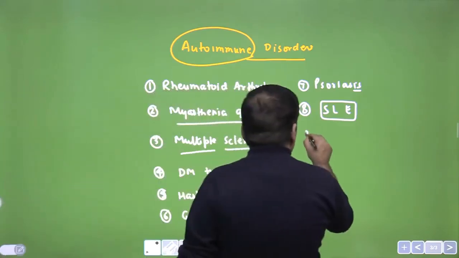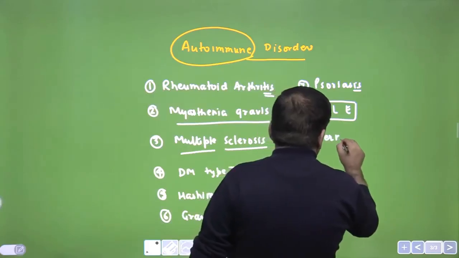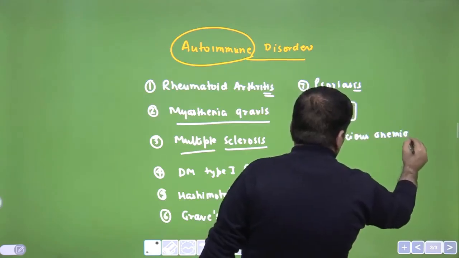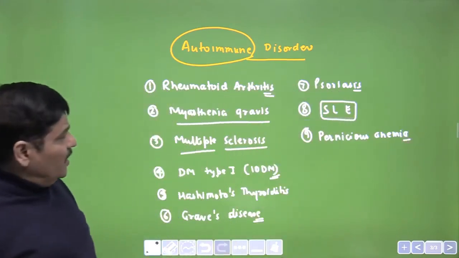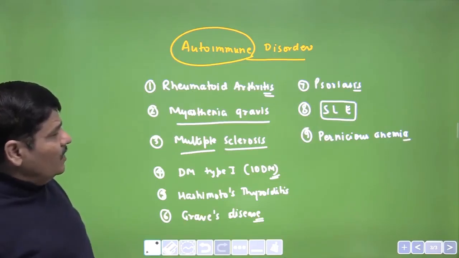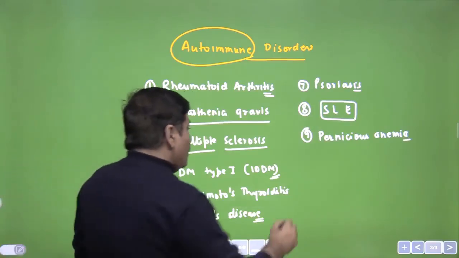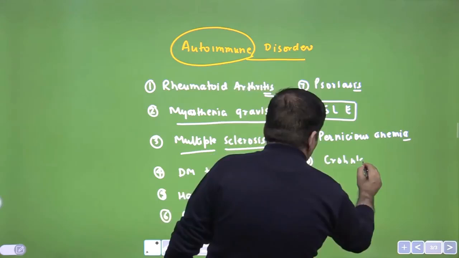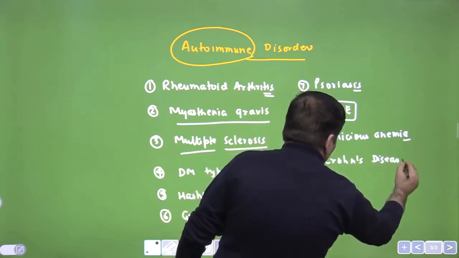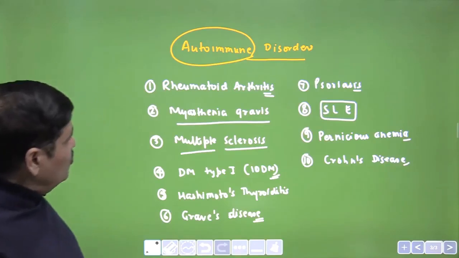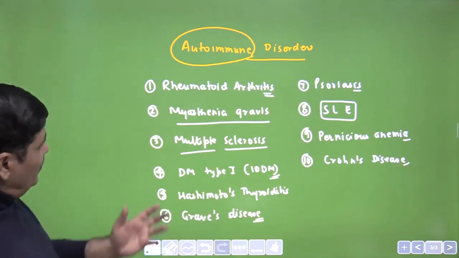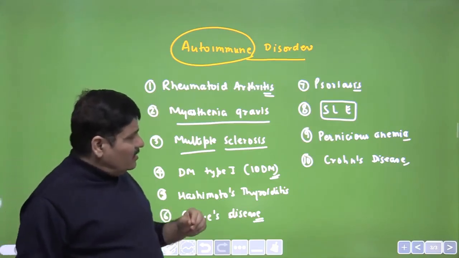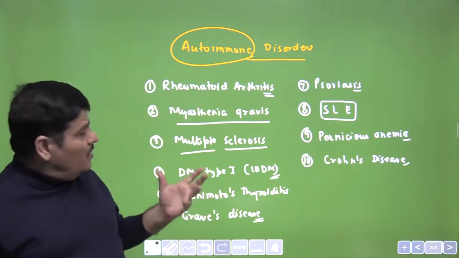I remember one more, which is pernicious anemia. You know about pernicious anemia. The antibodies are formed against the parietal cells of the gastric mucosa. And if I remember one more, this would be Crohn's disease, which is inflammatory bowel disease. This is also an autoimmune condition. So I hope I have dealt with all the common conditions that can actually be asked in the entrance examination. Obviously there are so many others.